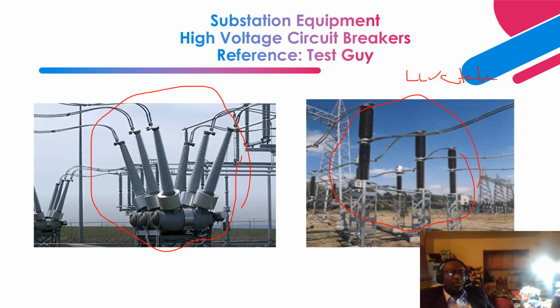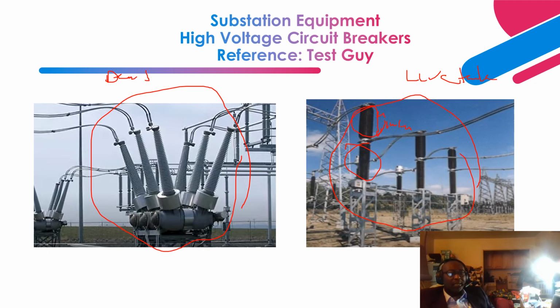circuit breaker. And this one is the dead tank circuit breaker, right? And I explained to you that this is the interrupting chamber, right? The live part, right? And this one is just a support insulator that protects this live component from the ground plane.